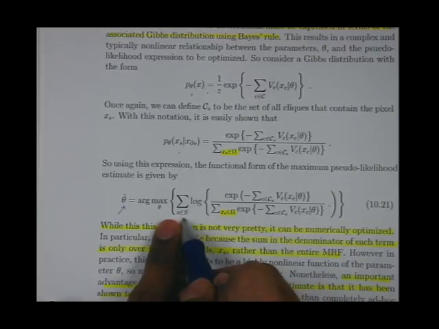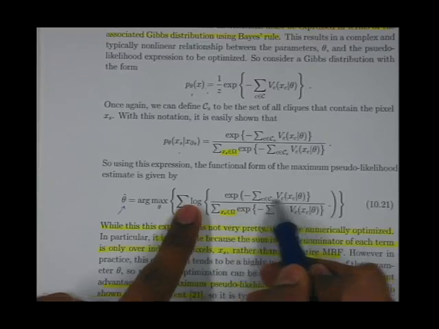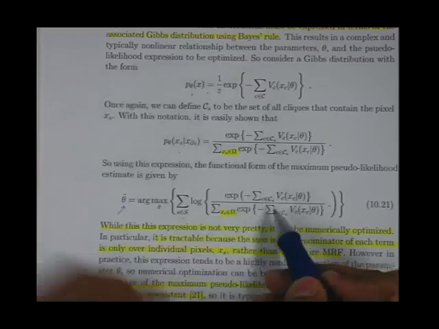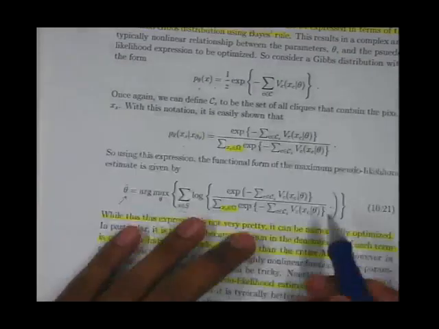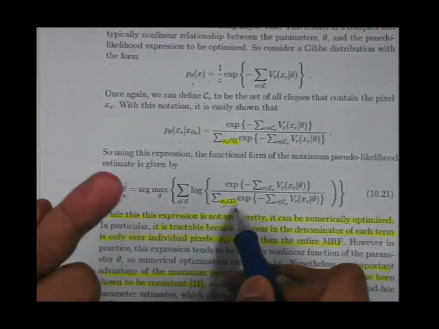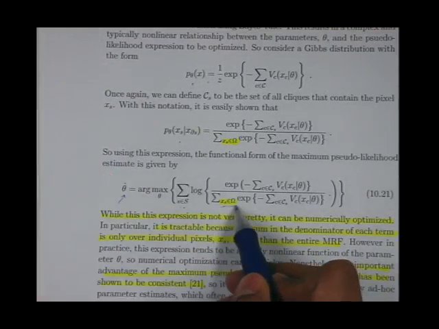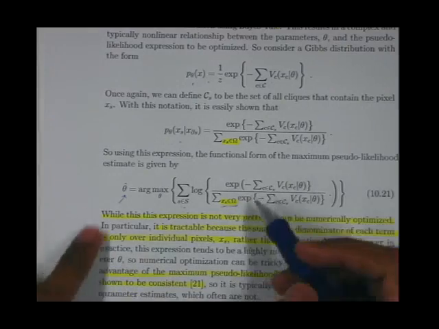This is the sum over all the pixels. This is the set of cliques which contain a certain pixel, pixel n, which is just a few cliques. And in the denominator, you have a sum over all possible values of a single pixel. So it turns out that this pseudo likelihood, because it doesn't take into account the loopy dependencies in the MRF, the resulting math turns out to be this way.